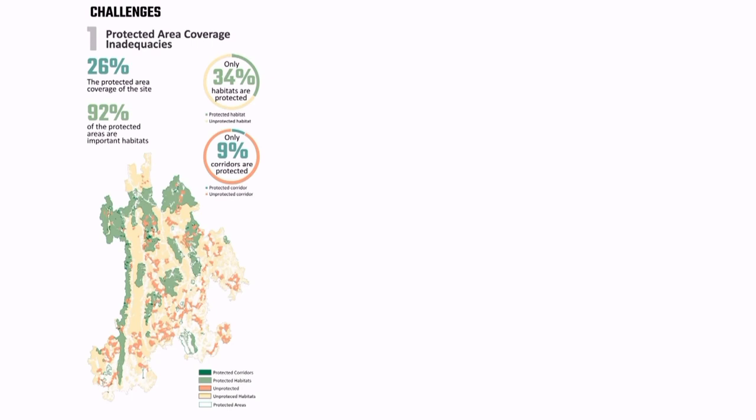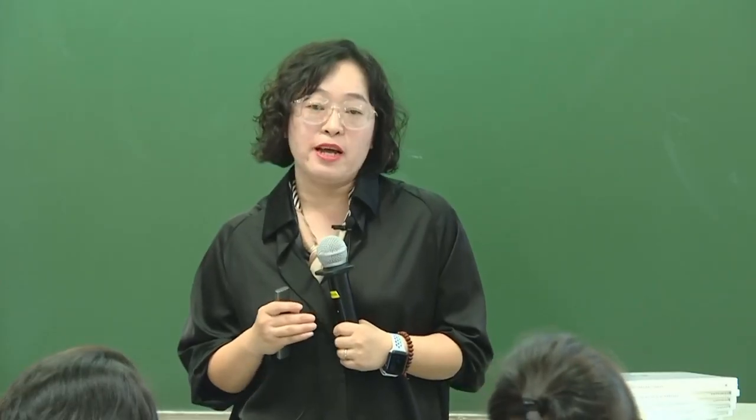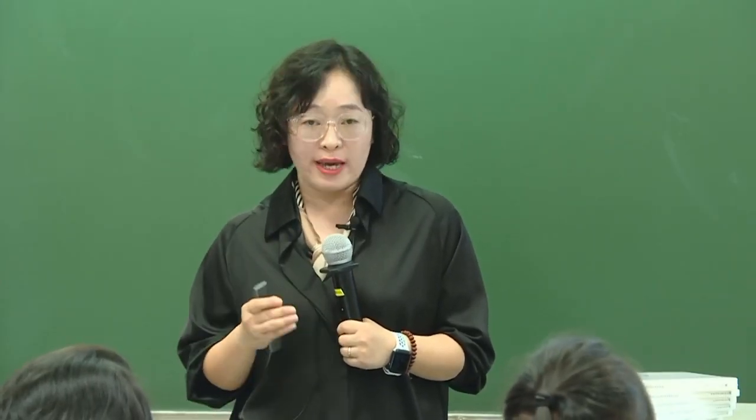We find three challenges. The first one is the coverage of the protected area is inadequate. Although the protected area covers 26% of this site area, it only covers 34% of the habitat we calculated, and only 9% of the potential corridors we calculated.